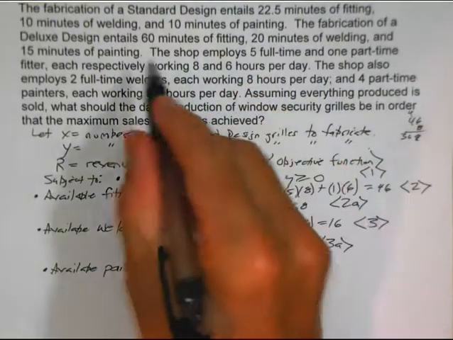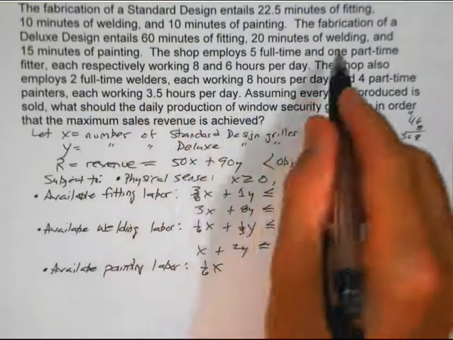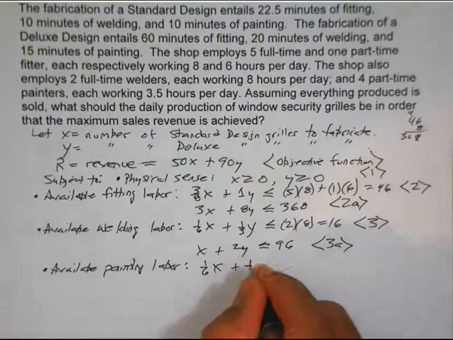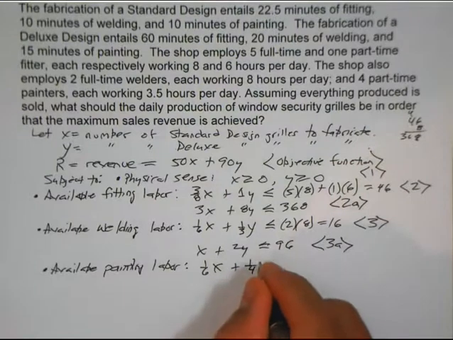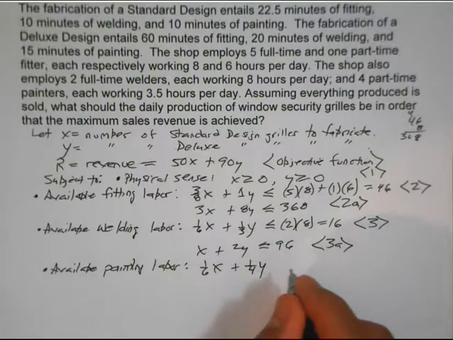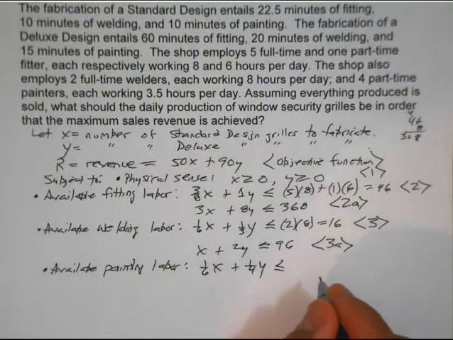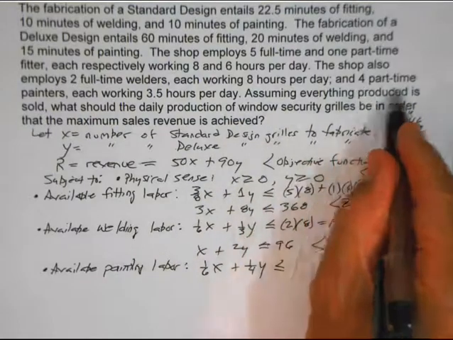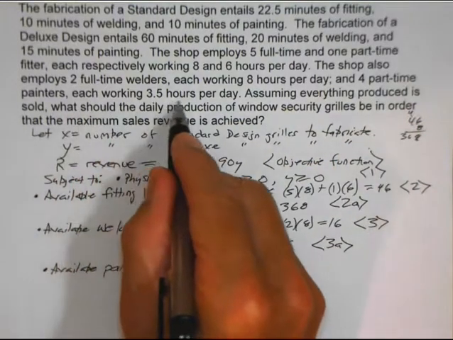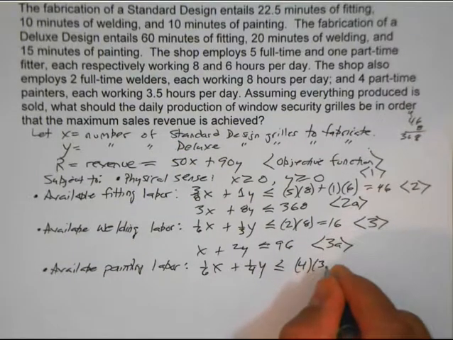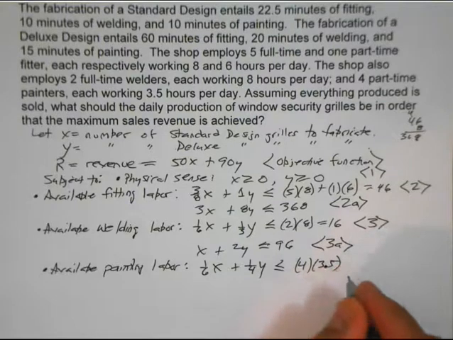The deluxe design, 15 minutes of painting. It's a quarter hour. That's for 1. If we made y, then 1/4 times y for total deluxe design painting for the day. And that's got to be less than or equal to, what kind of labor have we got available for painting? It's 4 part-time painters, each working 3.5 hours per day. 4 painters at 3.5, that would be 14 in other words.